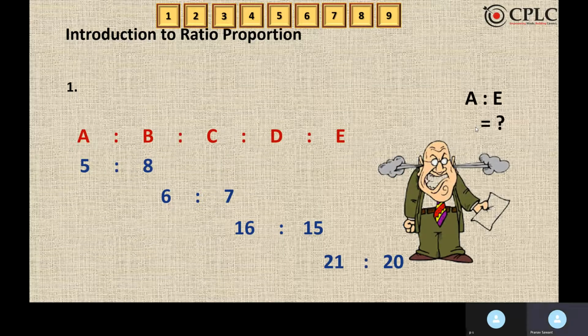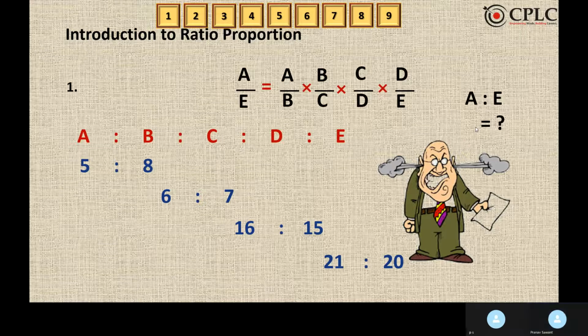Instead of that, we can directly multiply it. So this is an important property of ratio, that if you have to find A is to E and the ratios are in continued proportion, you can directly multiply them as shown on the screen. Now substituting the values and cancelling out the values, we'll get the ratio of A is to E as 3 is to 5. So 3 is to 5 is the answer.